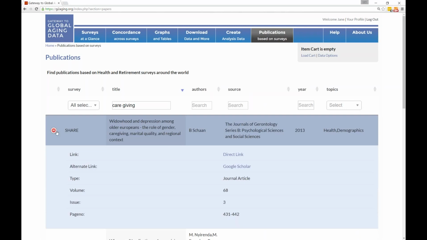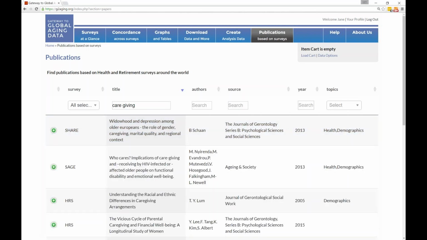For all of these papers, we have a link when it's available directly to that paper. So here's the direct link to that paper. We also give you an alternate link using Google Scholar. Google Scholar is helpful because sometimes if you're inside of a university or institution, it'll allow you to access that paper without signing up. And we give you some more bibliographic information about this.